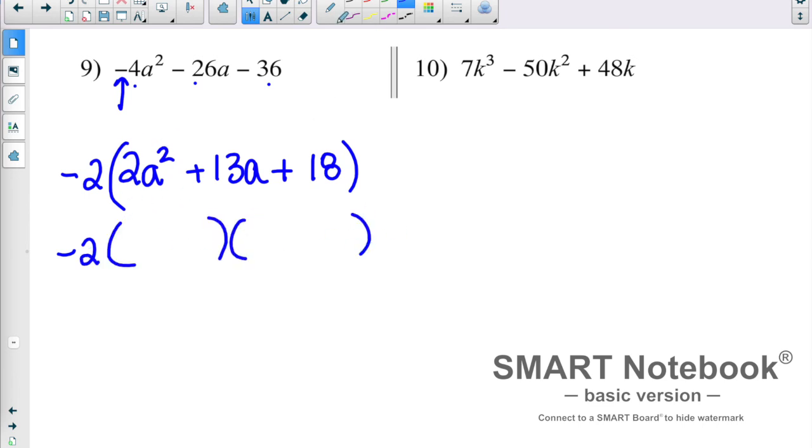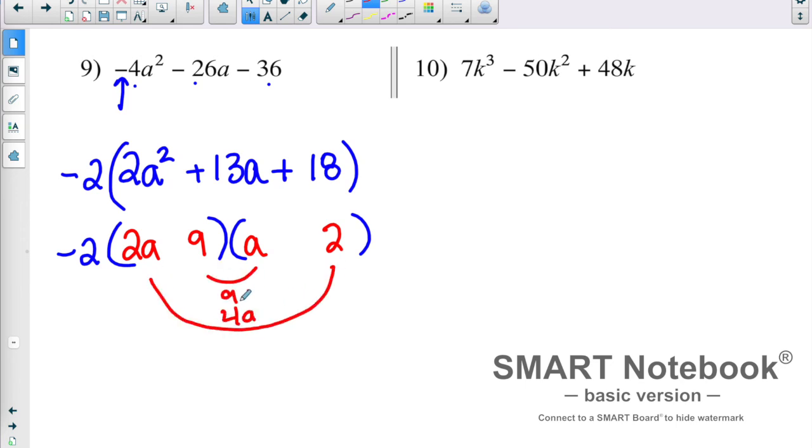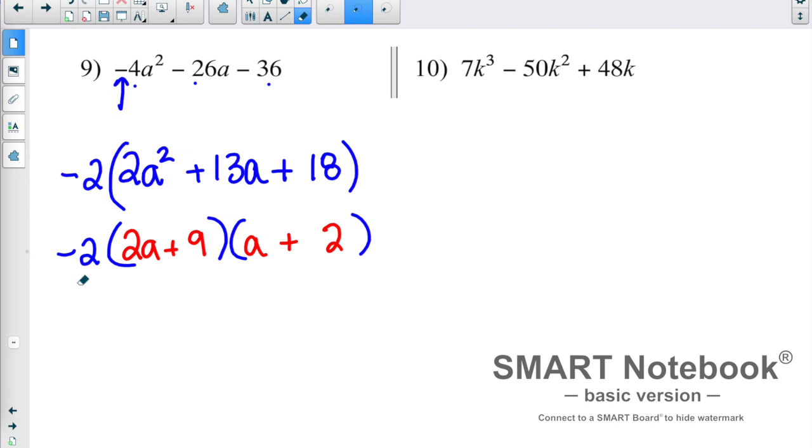And then how do we factor 2a squared? So 2a times a. Factors of 18, you can do 6 and 3. Oops, 6 and 3 doesn't work. 9 and 2. So on the outside we'd have a 4a. On the inside is 9a, 9 and 4 is 13, so that's what we need. 2a plus 9 and a plus 2 with a GCF of negative 2 out front.